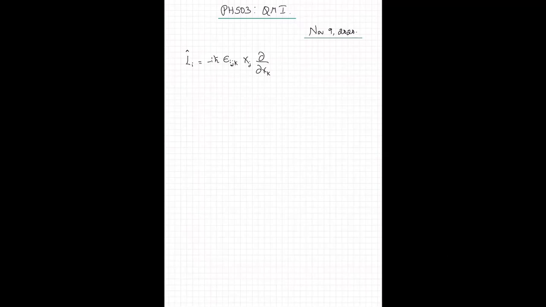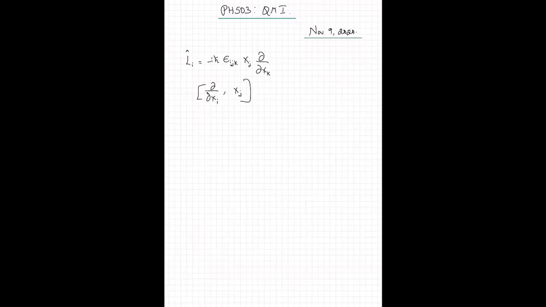So the first part is very simple. Let us begin by calculating the commutator of x and d/dx. So let us compute the commutator of d/dx in one direction i, and x in another direction j. Okay. How will you do it?